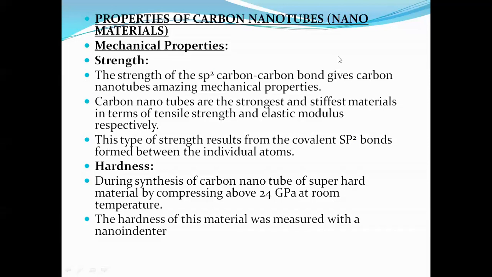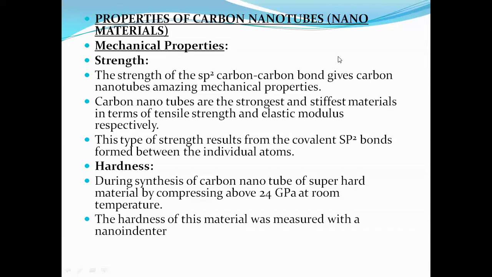In our previous class, we discussed what SWCNT and DWCNT are, and how we prepare single-walled carbon nanotubes as well as multi-walled carbon nanotubes. Single and multi-walled carbon nanotubes are both prepared using three main methods. The first method is the arc discharge method. Number two is laser ablation, and the third one is CVD.